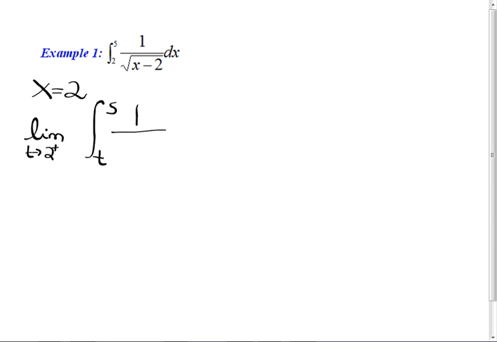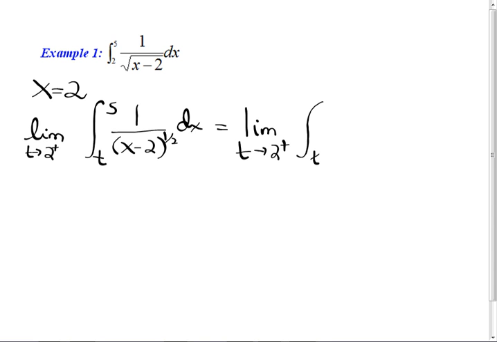Well, it's x minus 2 to the 1 half, right? And all we have is that finite list of integrals that we can do. It's all we've got. So I have to recognize that as the power rule. It certainly doesn't look like sine or cosine. So it's the limit as t approaches 2 from the right of the integral from t to 5. And we'll be picky about the notation because we want you to have it.